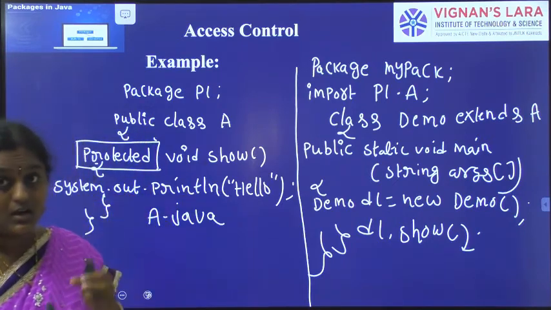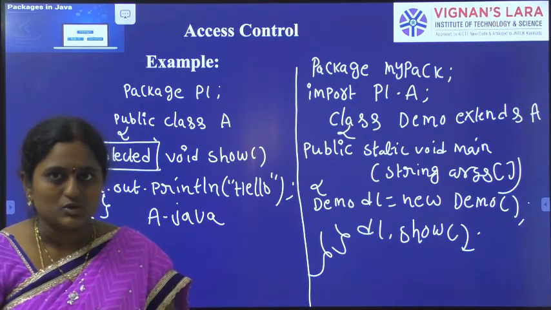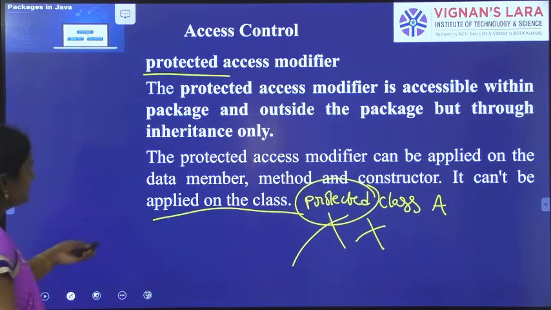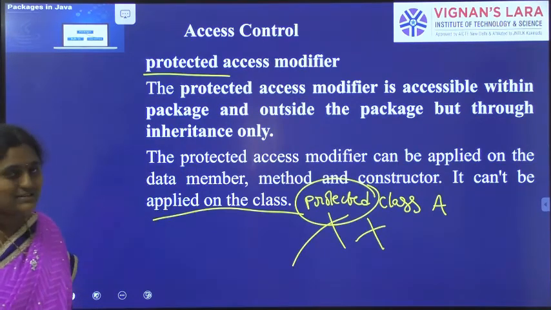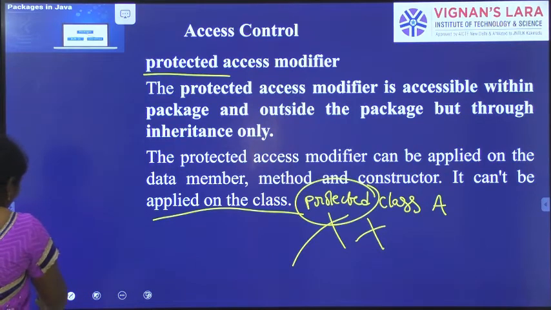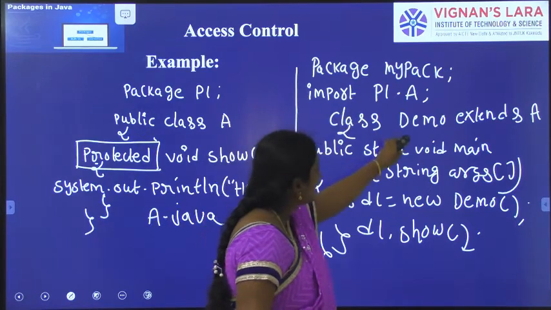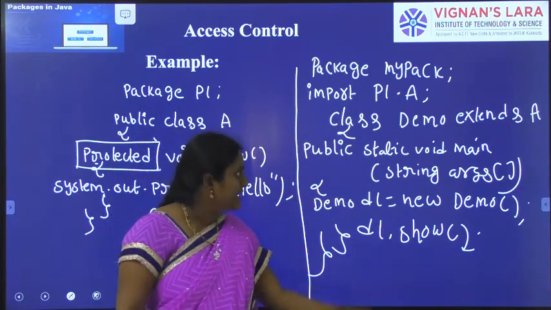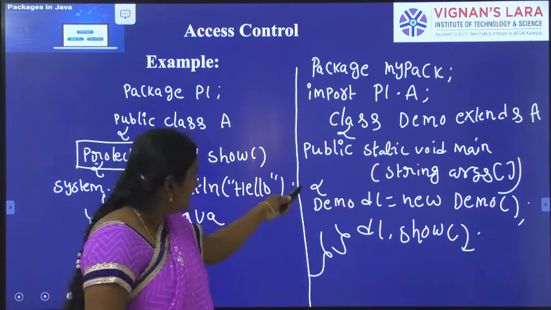Protected access modifier is accessible outside the package also. But how can we access it? By using the inheritance concept. Protected access modifier is accessible within the package and outside the package, but through inheritance only. Here in this package, I am importing a class file. Class demo extends A. Here demo is the subclass, A is the superclass. In this one, I am defining the main method.